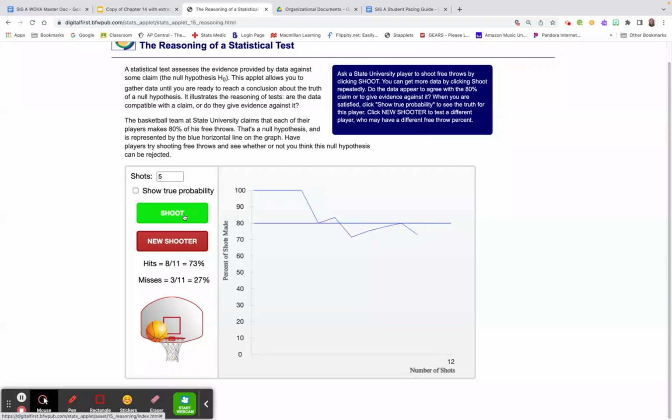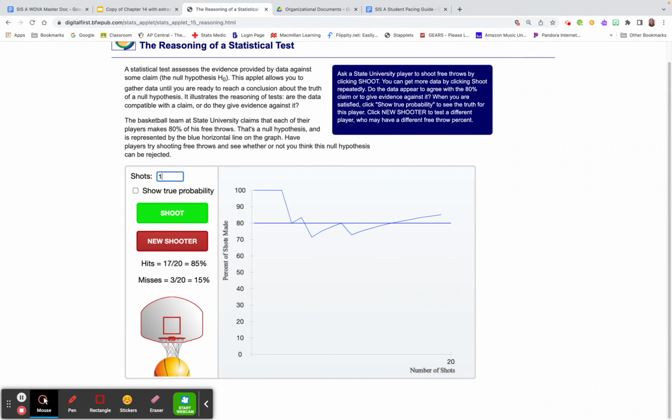I'll shoot 5 more. And now notice after 15 shots, I'm now 12 for 15. But again, during part of this time, I was below the 80% and then it kind of went back up. So still at 80%. So shoot again. Now I kind of got on a little bit of a streak there. So now after 20 shots, I'm at 17 out of 20, which is at 85%.